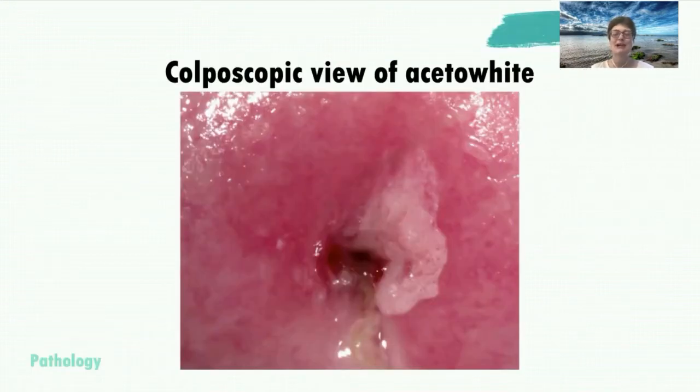I talked earlier about aceto white. This is a picture of a living cervix that has been painted with acetic acid, i.e. vinegar. And you can see that there's an area of whiteness. This is how the areas of CIN are detected by the colposcopist, the doctor who's looking at the cervix. And this is how he knows how to direct the biopsy.